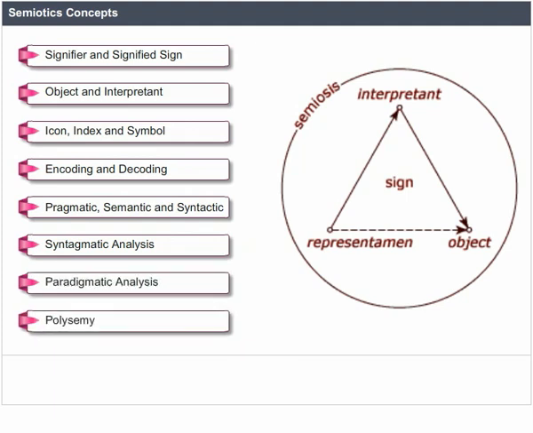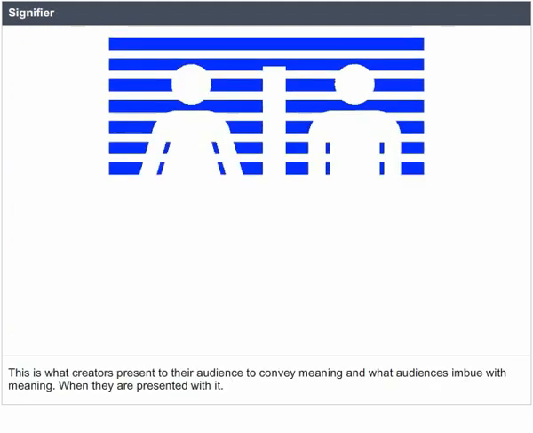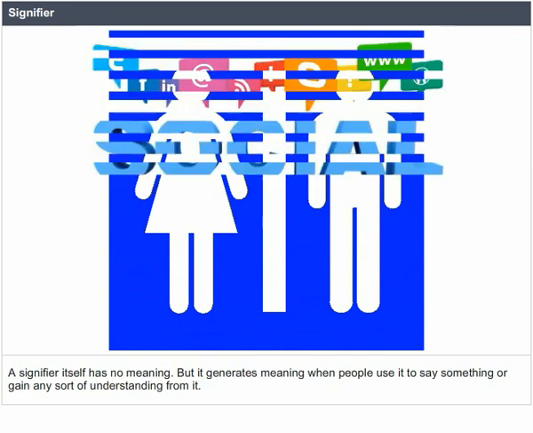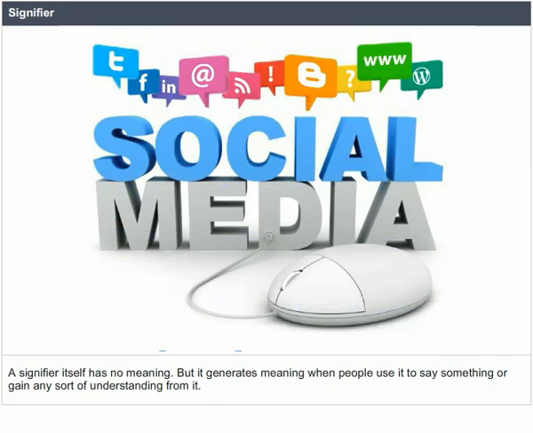Signifier. This is what creators present to their audience to convey meaning, and what audiences imbue with meaning when they are presented with it. A signifier itself has no meaning, but it generates meaning when people use it to say something or gain any sort of understanding from it.